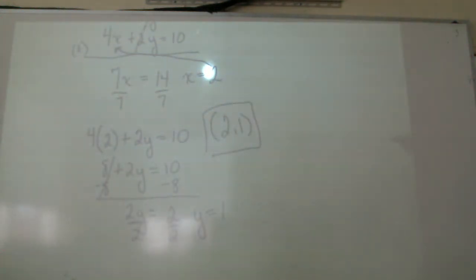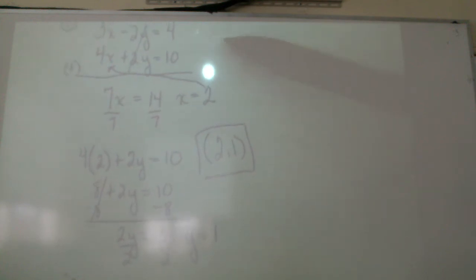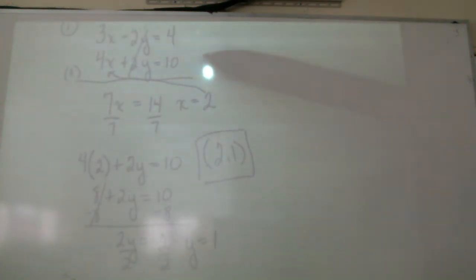That means if I were to graph this original problem, put it in slope-intercept form, find the slope, find the y-intercept, graph both of those equations, they would meet at 2, 1.